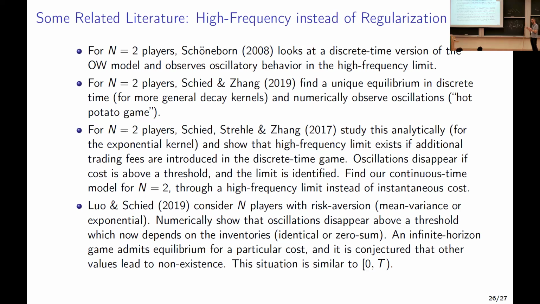So he noticed that somehow this doesn't work, and then just said, okay, it doesn't work. This paper of Schied and Zhang, there's something similar. They look at more general decay kernels, so not only this exponential, and it's a mostly numerical paper. So they find also that there are these oscillations.